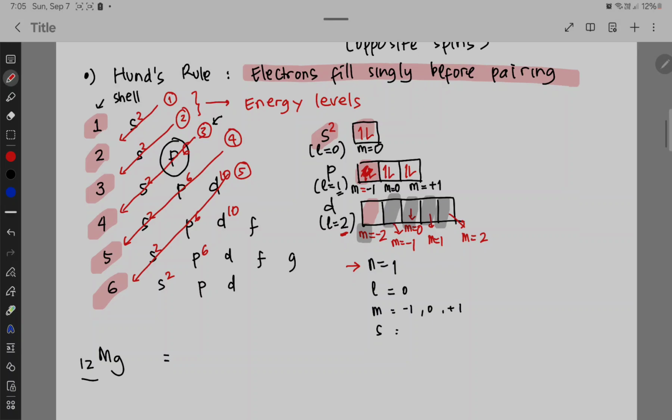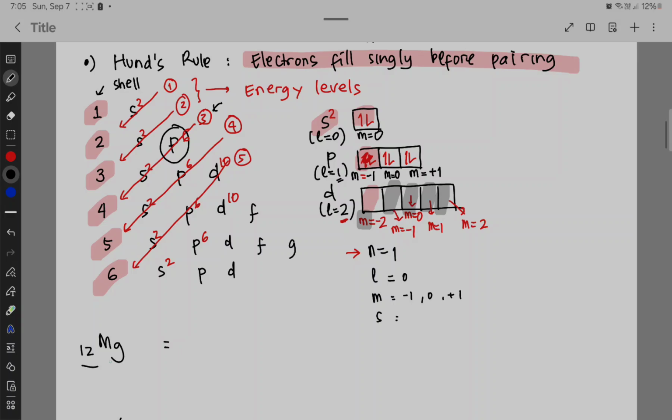Then in this diagram we have red lines, 1, 2, 3, 4, 5. They represent energy levels. We have to fill the lowest energy level first, then go to the higher energy level. So let me give you an example. If magnesium has 12 electrons, where is the location of these electrons?